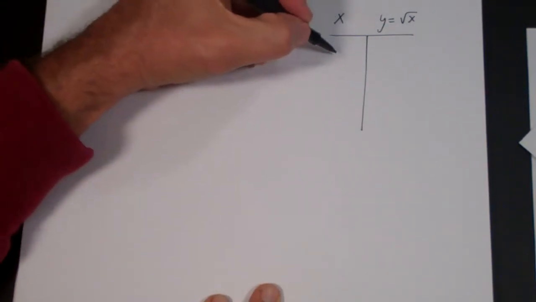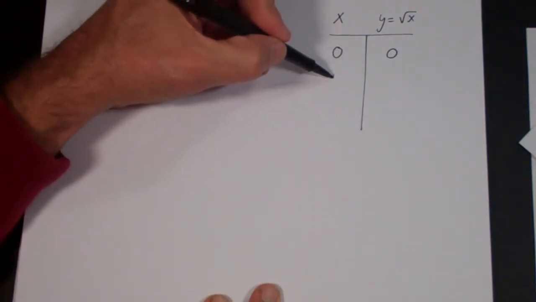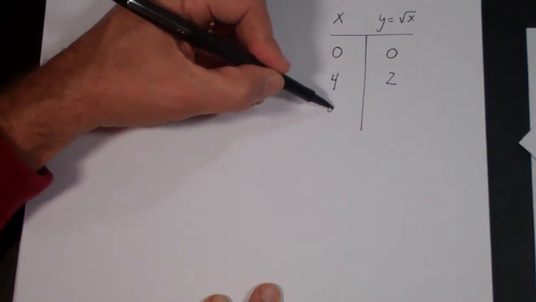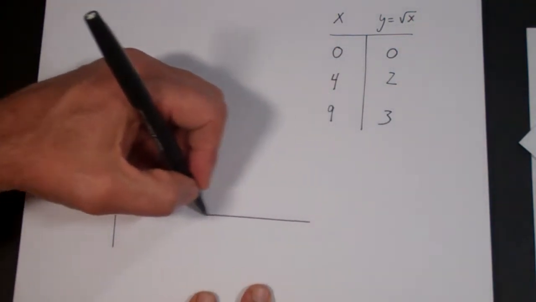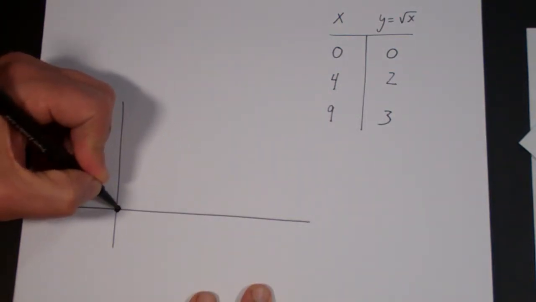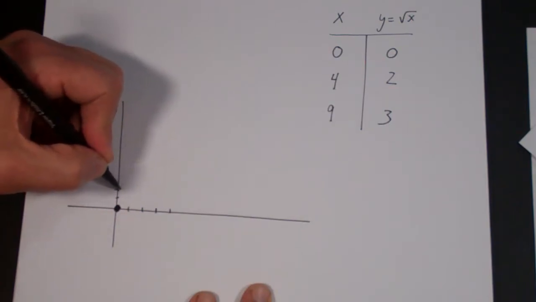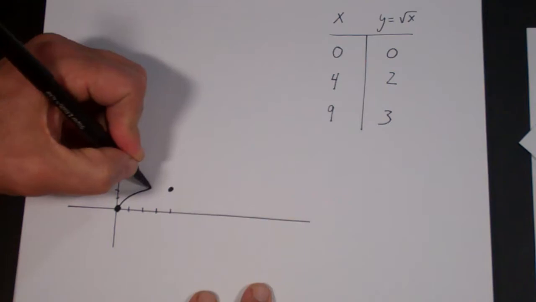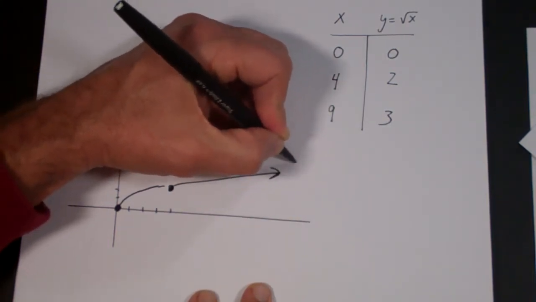root. X can be 0 and the square root of 0 is 0. X could be 4 and the square root of 4 is 2. And x could be 9 and that would be 3. So if you graph that out real quick, you have 0, 0. 1, 2, 3, 4, 1, 2 would be roughly there. And 9 and 3 would look like that. And you see basically what the graph looks like.